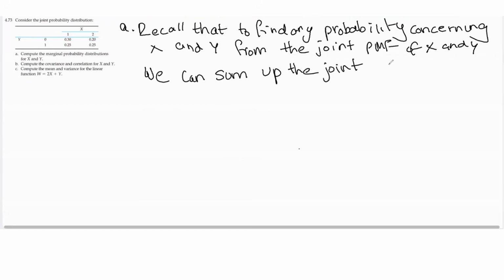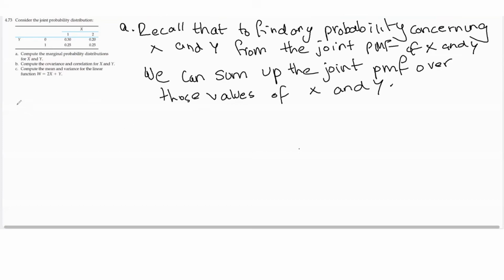For example, if I want to find the probability x is equal to y, I'll just sum up the joint PMF over all those values where x is equal to y. So this is something that's very important to recall. Whenever you want to find any probability concerning x and y, given the joint PMF, you can just sum up the joint PMF over those values of x and y. If you want to find the probability x is greater than y, we'll sum up the joint PMF over all those values where x is greater than y.